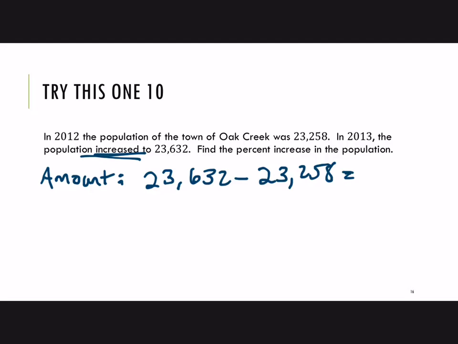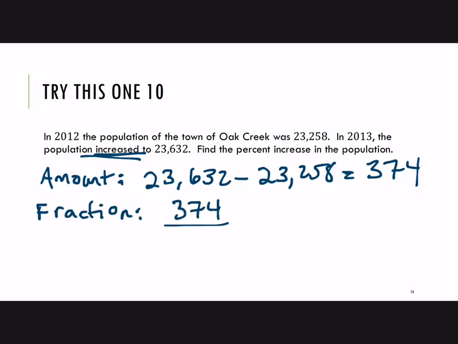And let's see, that would be 374. Okay, and then we just make a fraction. The amount of the increase over the original amount, so that would be the 2012 population, 23,258. Now that's a common mistake, is to put the wrong number in the denominator there, so always make sure that it's the original or the old amount.